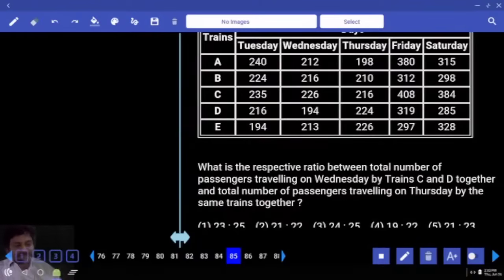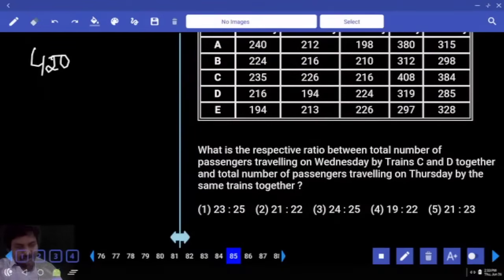What is the respective ratio between total number of passengers traveling on Wednesday by trains C and D together? Wednesday, C and D together. To make the second number a round figure, how much is required? Take 6 from the first number. First number is 220, second number is 200. That is 420, correct? Two options are there.